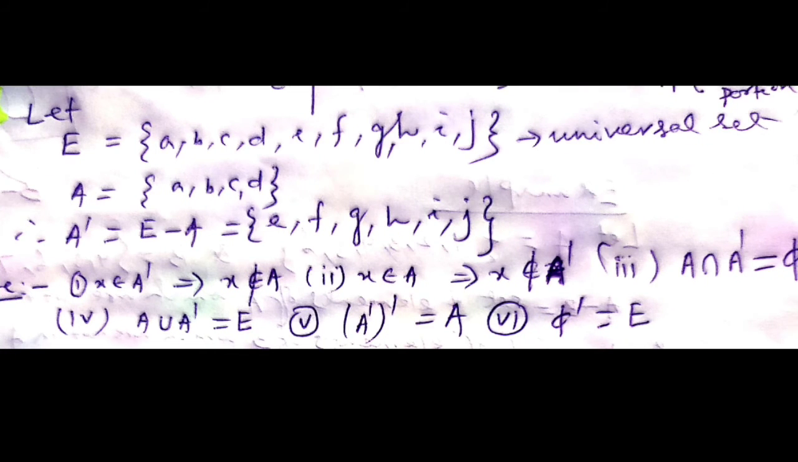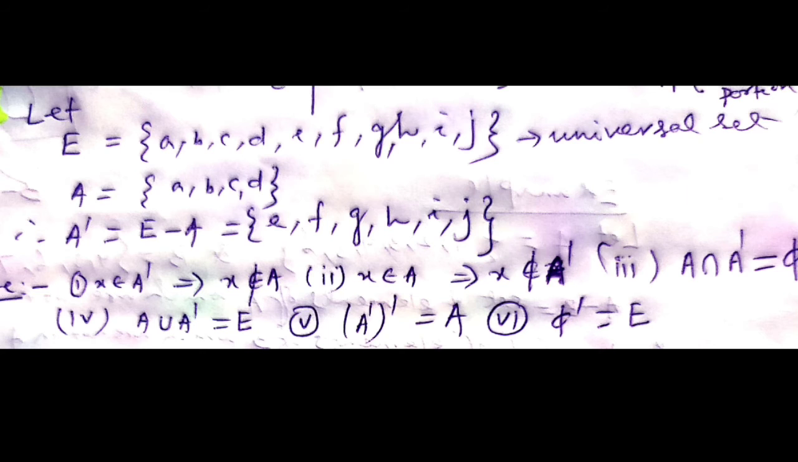Let's take an example. Let E be the set having elements a, b, c, d, e, f, g, h, i, j, be the universal set. And let A be the set having elements a, b, c and d. Then A dash or complement of set A is the set E difference A, that is the set having elements e, f, g, h, i, j.